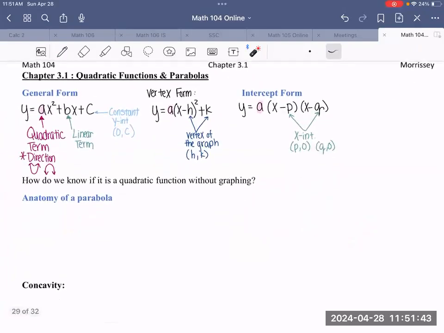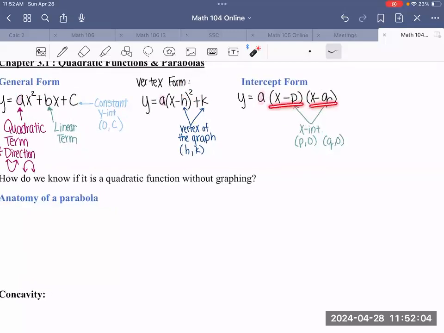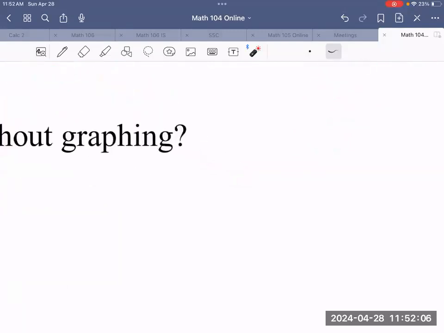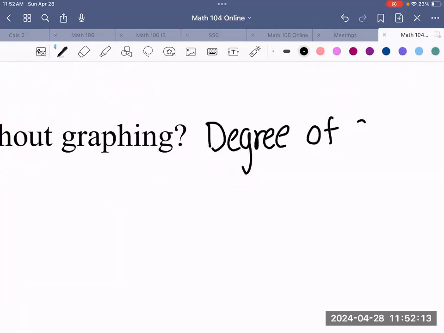Now, how do we know if a graph is a quadratic function without graphing it? So the key identifier is that you have this squared term here or multiple x-intercepts. Multiple meaning just two x-intercepts. So big takeaway, if you spot a degree of 2, which is the highest degree, it is a quadratic.